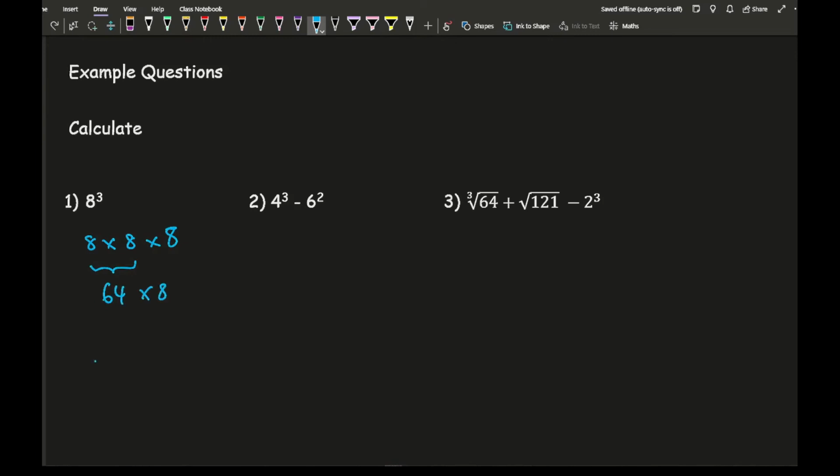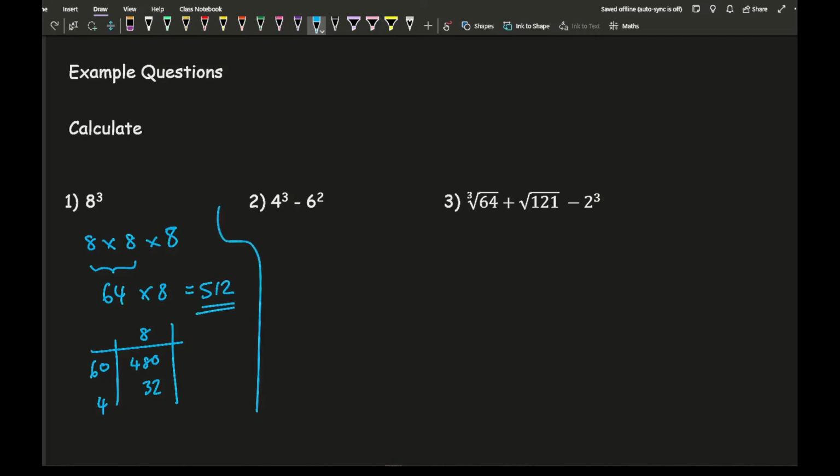Now again, it depends which way you want to do it. If you want to use the grid method or the column method, that's entirely up to you. So here we've got 480 and 32. So adding 480 plus 32 is going to give me 512. There is my final answer for that.